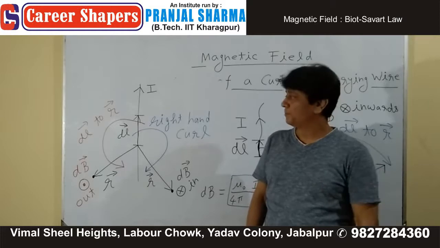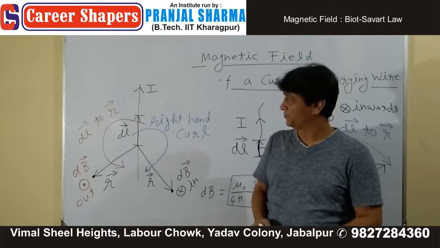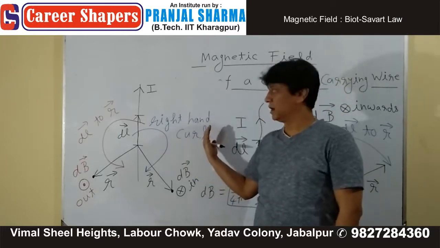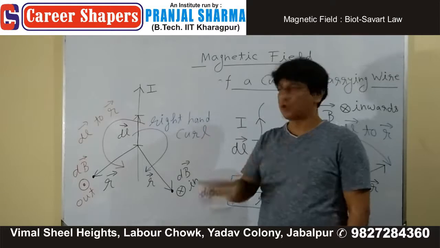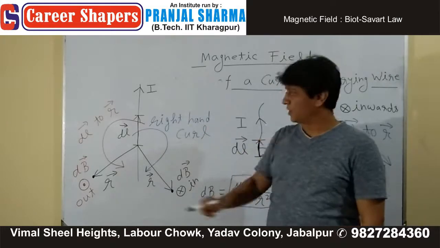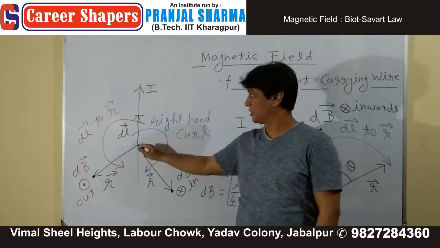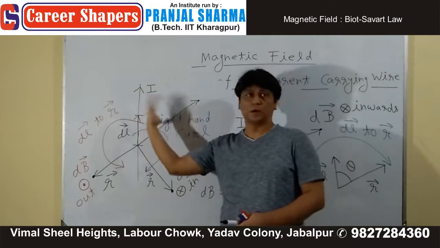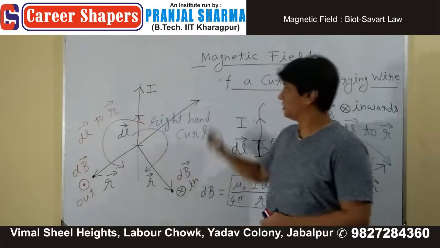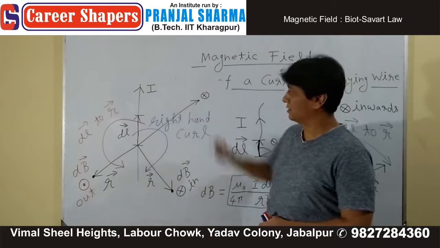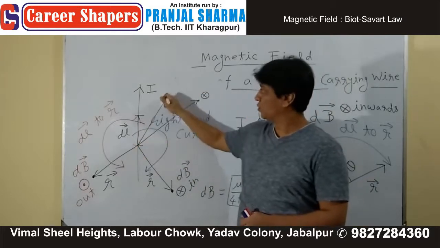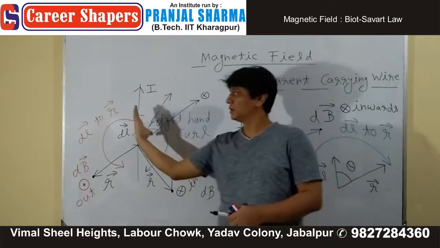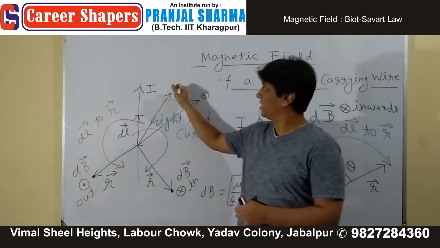Now I hope you can understand that if I am on this side of the wire, I hope you have drawn the whole thing. If you are anywhere on this side, if you go for this point, curl, thumb is in. So what is the direction of the magnetic field? In. If you are over here, this is dl, this is the position vector, curl, in, magnetic field is in.